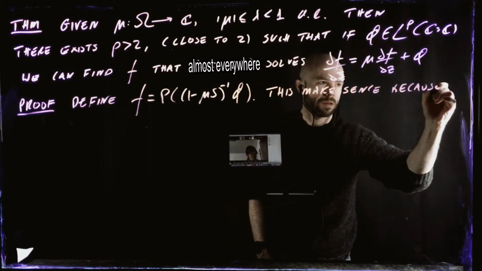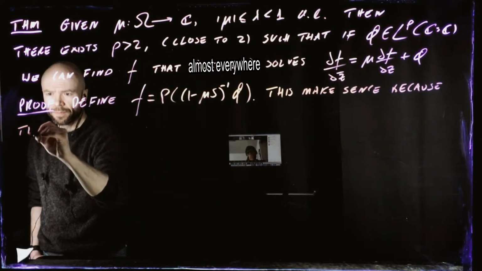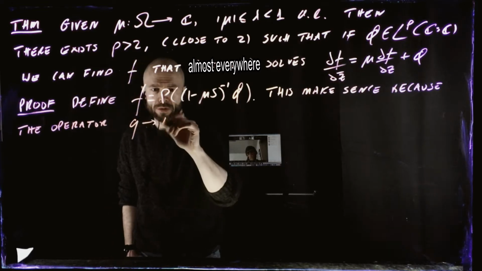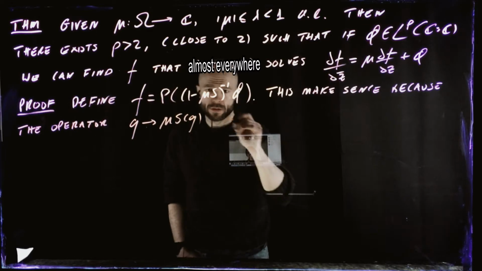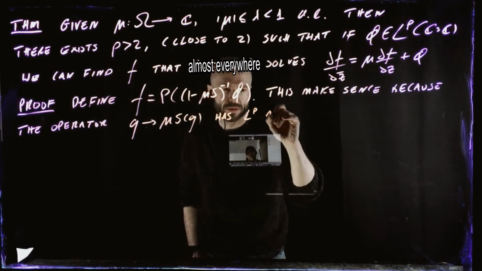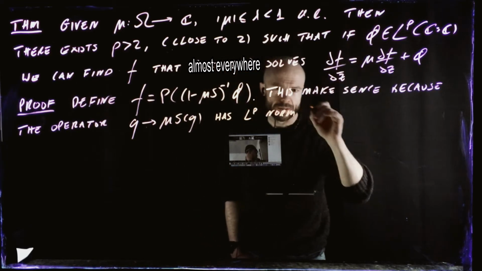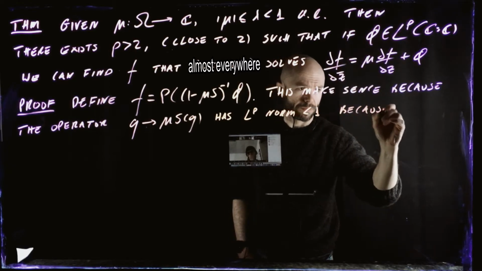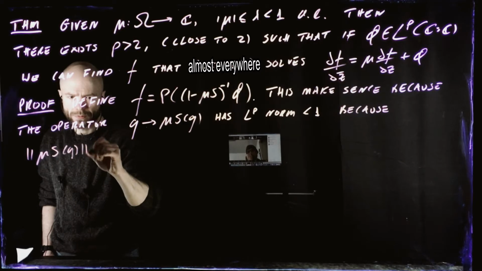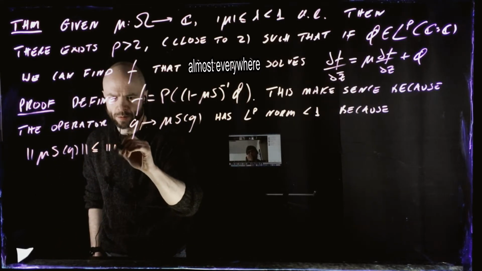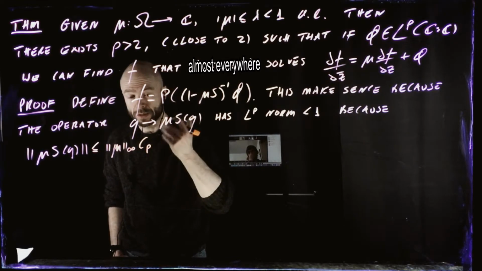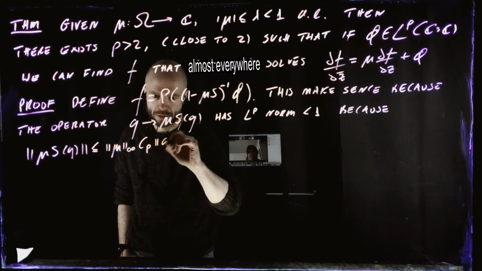Because the operator, let's call it G, going to mu times the Beurling transform of G, has L^p norm less than 1, because if we take the L^p norm of mu S of G, it is less than or equal to the L infinity norm of mu times the L^p norm of the Cauchy transform, which we'll denote by C_p, or at least, let's denote it by C_p, and then this thing.